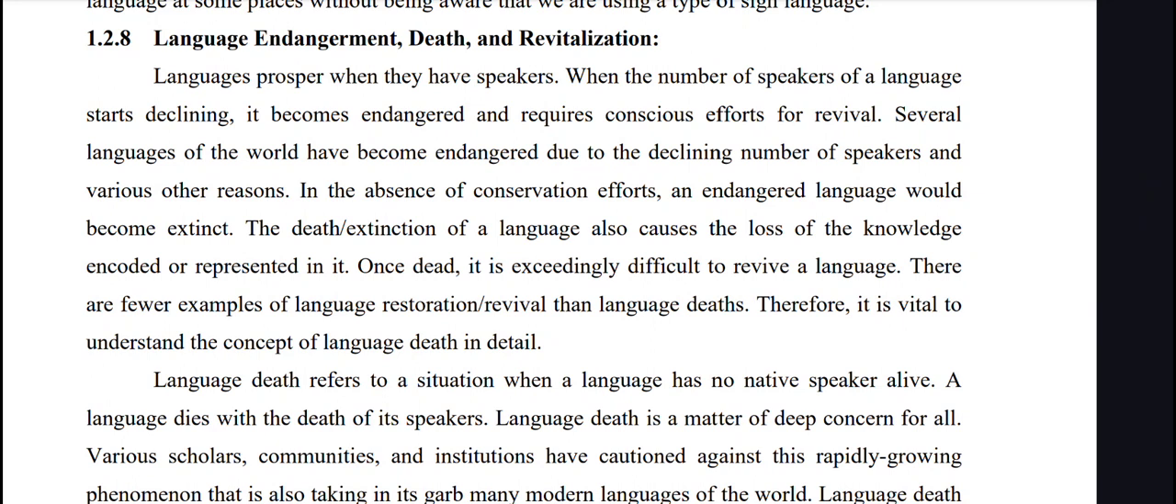Once dead, it is extremely difficult to revive a language. Hebrew is a favorite example of language revival. Therefore, it is vital to understand the concept of language death in detail.